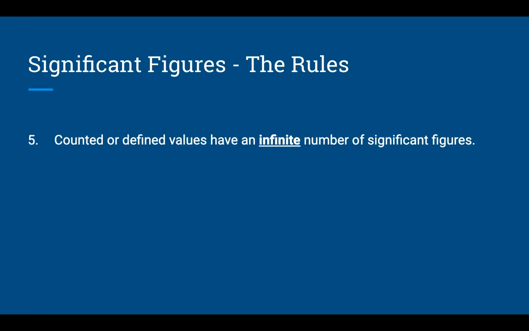And the final rule is that counted or defined values have an infinite number of significant figures. They're completely accurate. So something like there are 24 students in the class. Well, there's not going to be 23.8 students or 24.3 students. It's just exactly 24. Or things that are defined, like there are 1,000 meters in a kilometer, exactly 1,000 meters. So it has an infinite number of significant figures.